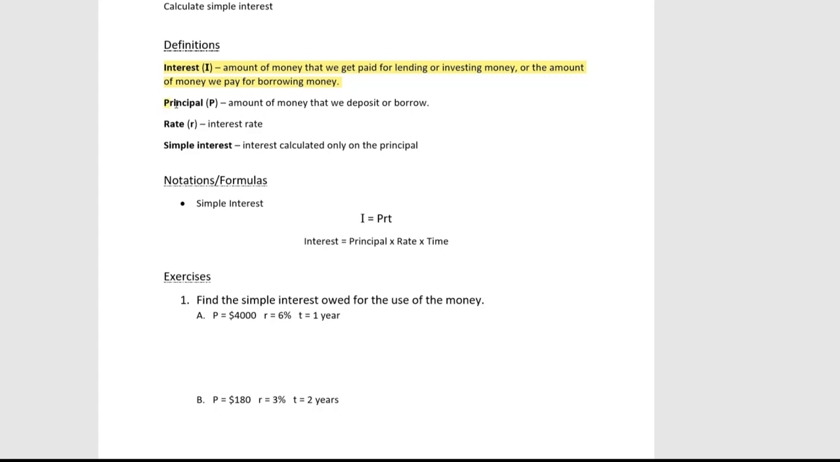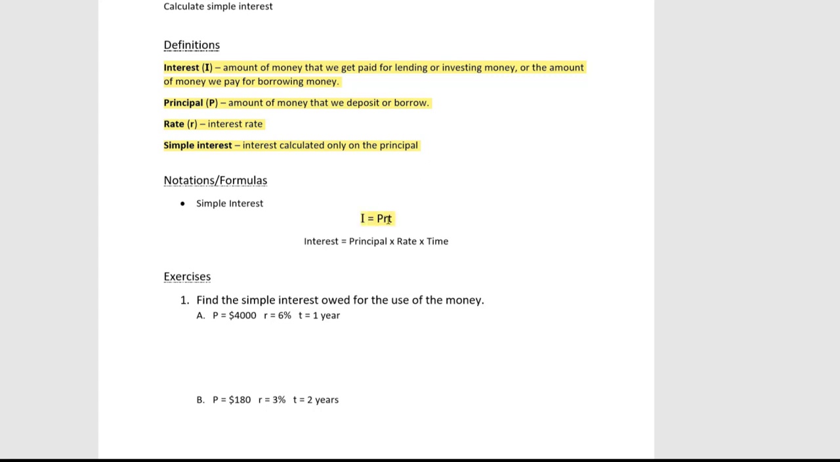The principal is the amount of money that we deposit into the bank or that we borrow. Rate is our interest rate. And then simple interest is this interest that is calculated only on the principal. So it is the most straightforward way to calculate interest.